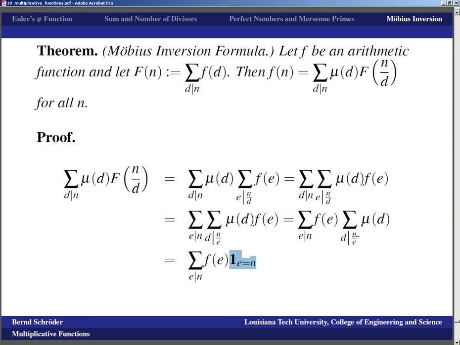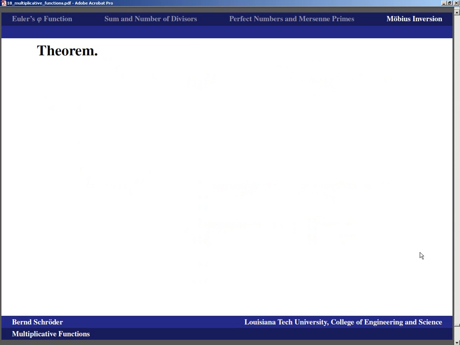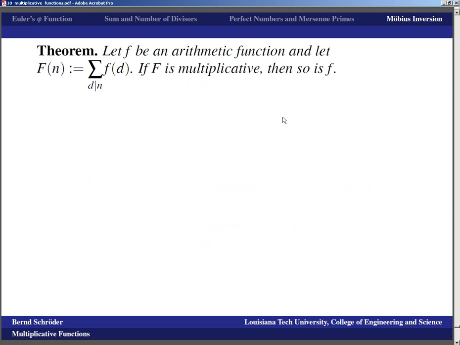This sum is equal to 0 when n divided by e is not 1, and that means this sum is only non-zero when e is equal to n, and at that point it's exactly 1. And so that means this is a sum over all e divides n of f of e, and the only summand that doesn't have a 0 factor is e equals n, and so we get f of n at the end here.